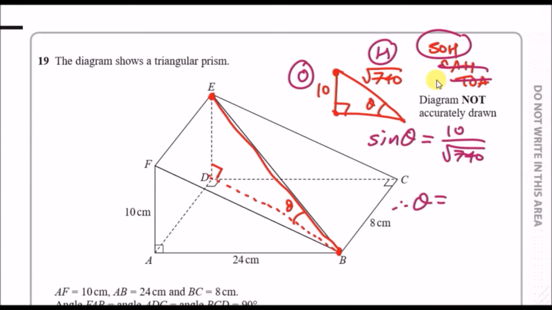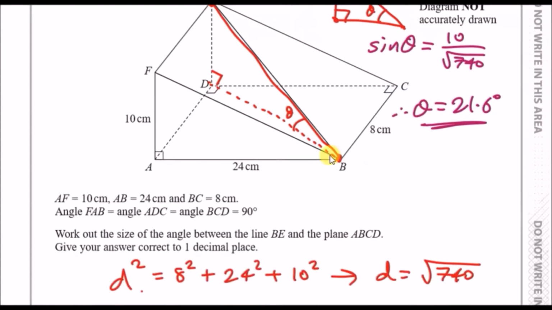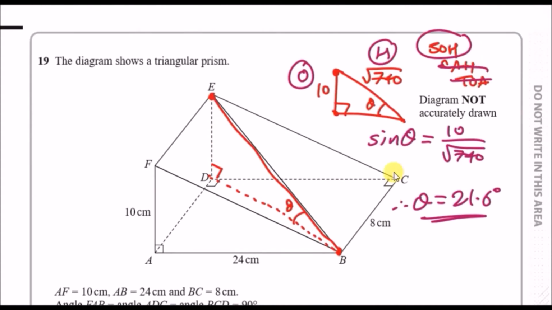And I got 21.6 degrees. Was it 1 dp? That's it. That's literally it, guys.